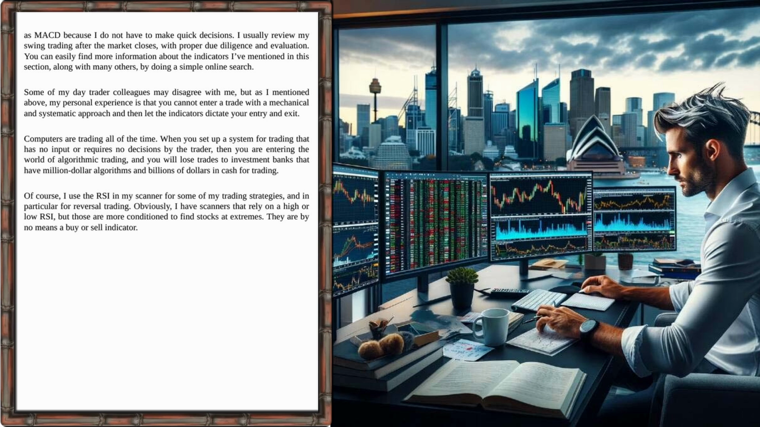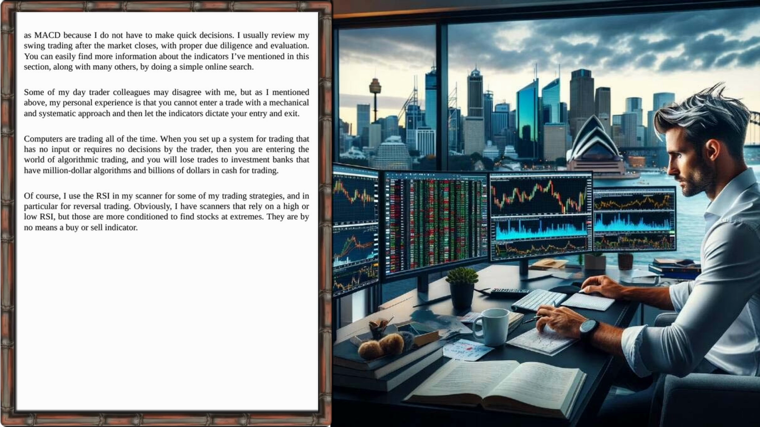Computers are trading all of the time. When you set up a system for trading that has no input or requires no decisions by the trader, then you are entering the world of algorithmic trading, and you will lose trades to investment banks that have million-dollar algorithms and billions of dollars in cash for trading.